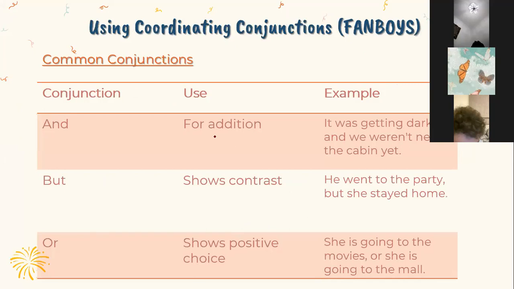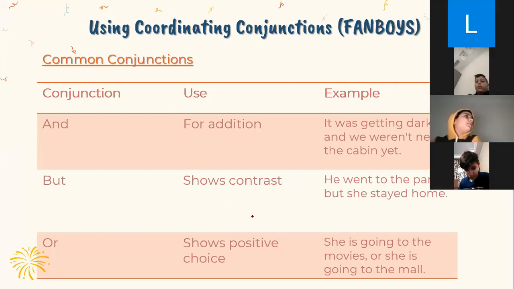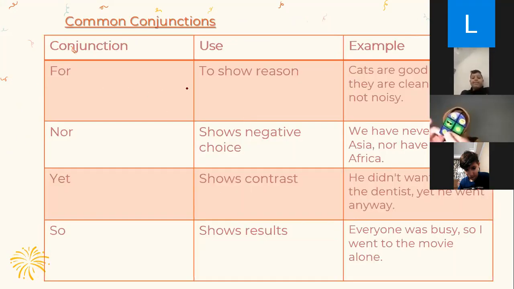Now let's revise the function of each conjunction. And I use for addition, when I want to add information, okay? But I use when I want to show contrast, opposite ideas. Or I use when I want to show positive choices. I have two good choices and I have to choose one of them. For I use when I want to show a reason, a reason that caused the action in the first independent clause.